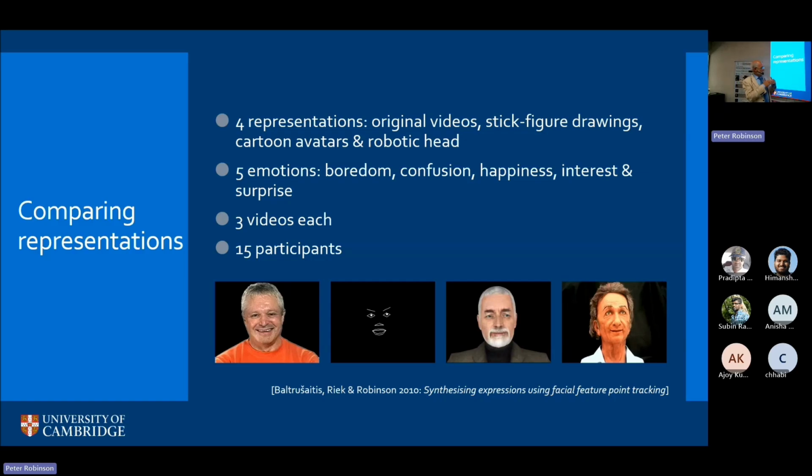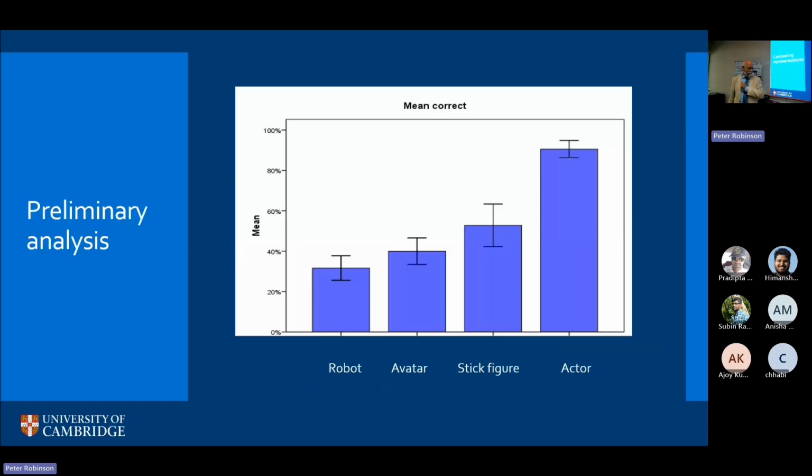And of course, our assumption was that the more realistic it was, the easier it would be, the higher recognition rate we would get. Turned out to be precisely wrong. Needless to say, the actor has the highest recognition rate. The stick figure, just the feature points, had the second highest recognition rate. Cartoon, not as good as that, and the robot worst of all.